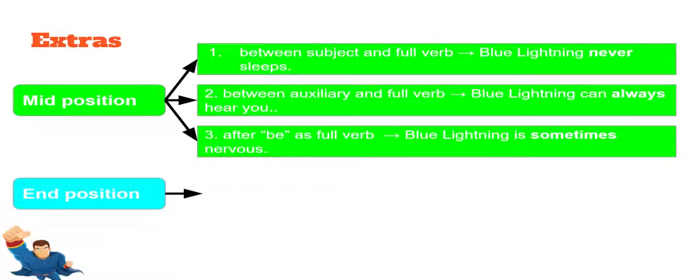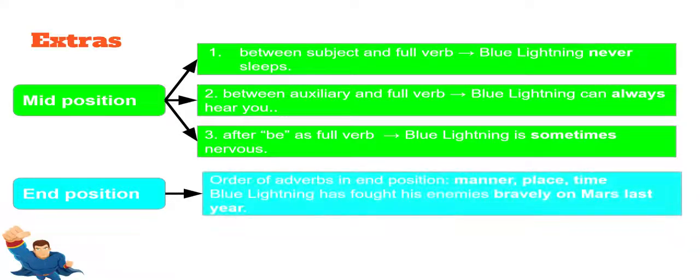And there is not much to say, but you might have noticed that end position can be occupied by more than one adverb. Okay, adverbs of time, adverbs of place, adverbs of manner can all be positioned in end position, and there can be more than one in end position. So there is a certain order you have to keep in mind. The order of adverbs in end position is always the same.